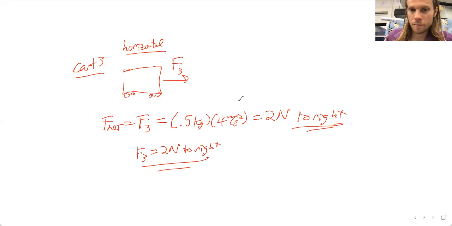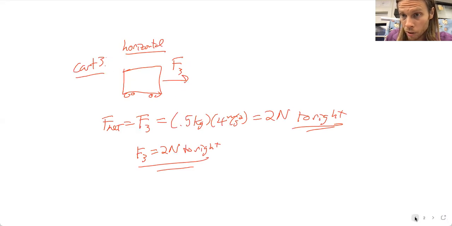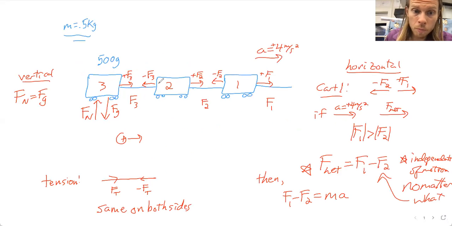Great. If I look at cart 2, cart 2 is the same as cart 1, where we have that same tension. Cart 3 is pulling back on cart 2. They're pulling on each other. So actually F3 is acting to slow cart 2 down, which means F2 has to pull extra.